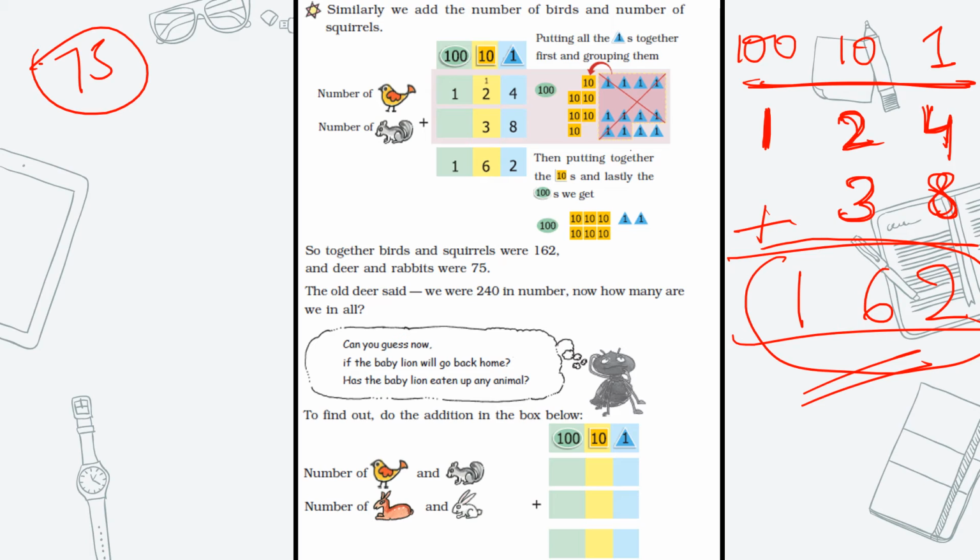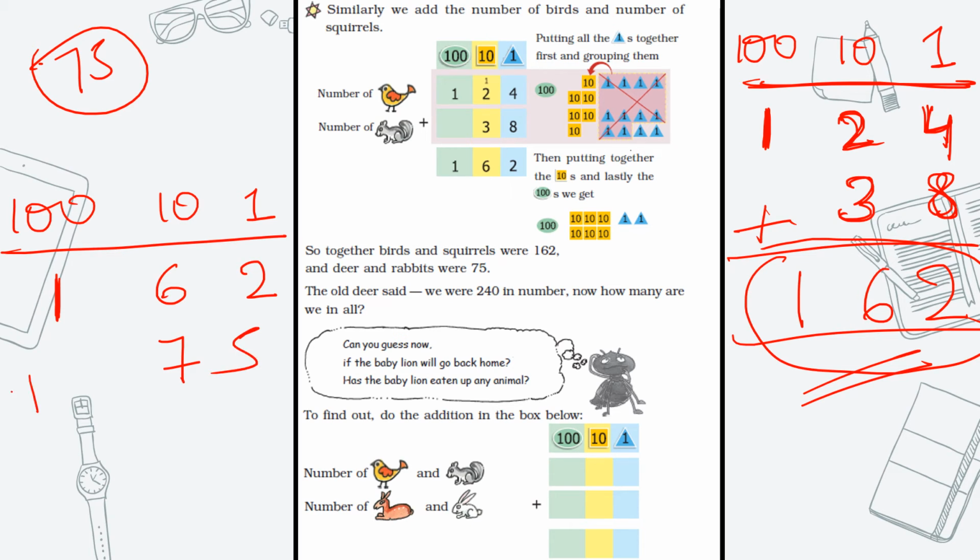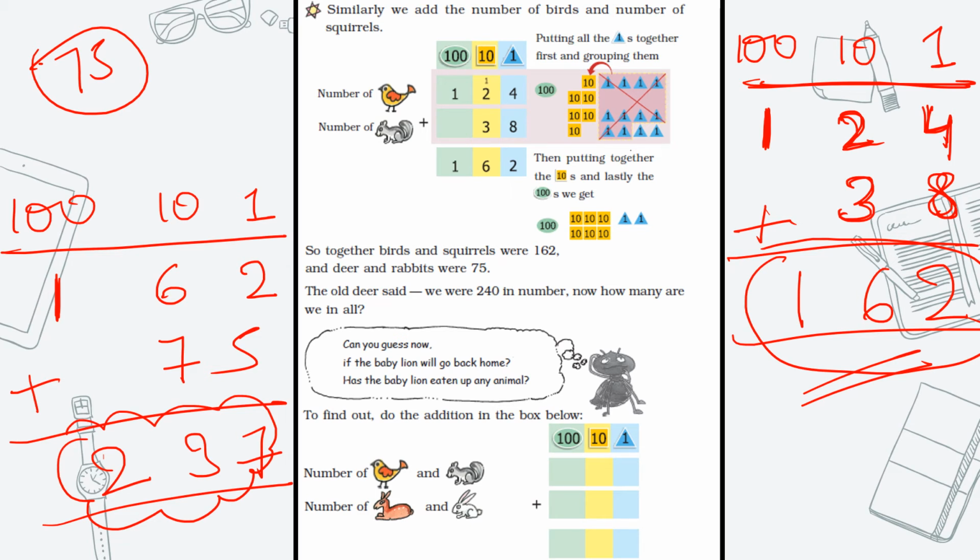So let's just add 162 and 75. Hundreds, tens, ones. How many hundreds? 1, 6, 2. 75. Okay. Let's just add. 237 in total. Now we had 240, right? So what do we conclude? The baby lion has eaten 3 animals, right? Okay, let's proceed.